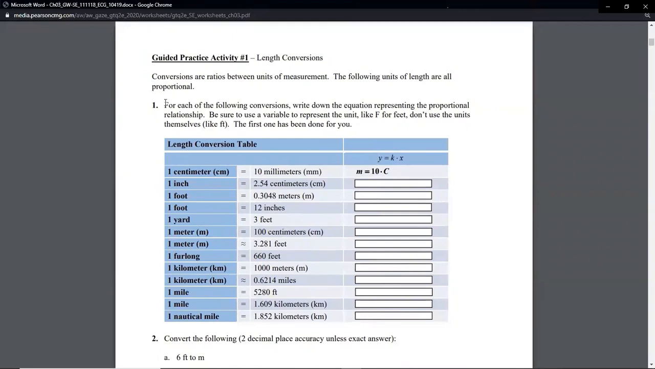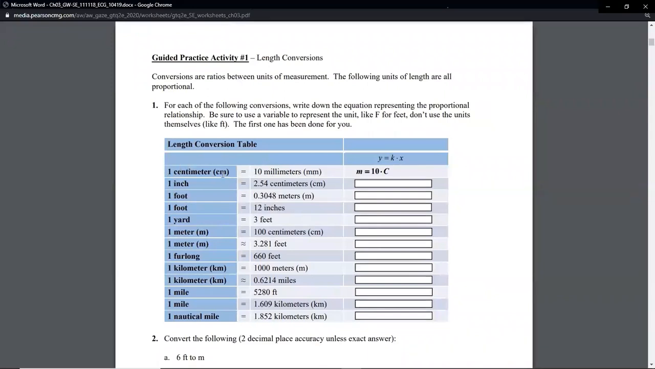So this will be our discussion board for the day that I'll set up later this afternoon. For each of the following conversions, write down the equation representing the proportional relationship. Now, yes, proportional relationships we've classically said as fraction equal to fraction, but we've also said we can use a y equals kx setup. So that's what these are relating to.